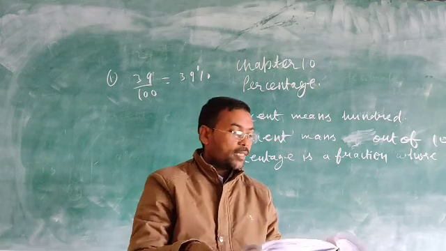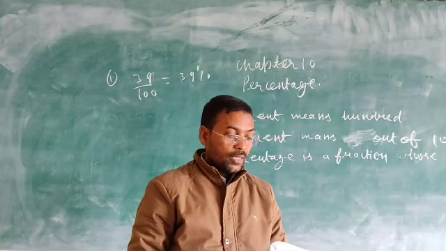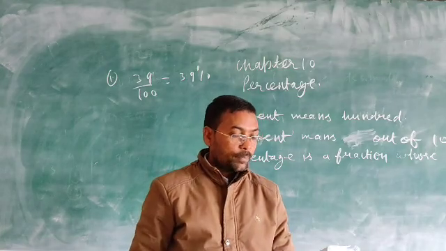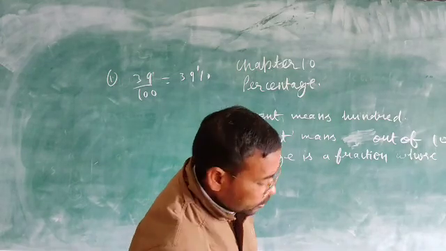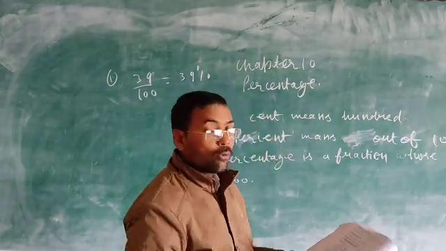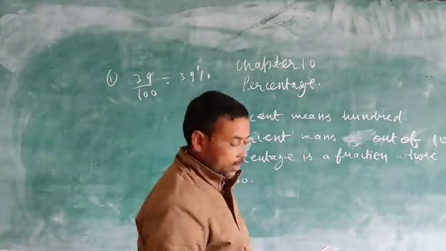And now come to the next page. Very simple questions are given here. Write these as a percent. Here the first one, 11 out of 100 means 11 by 100 means 11%.